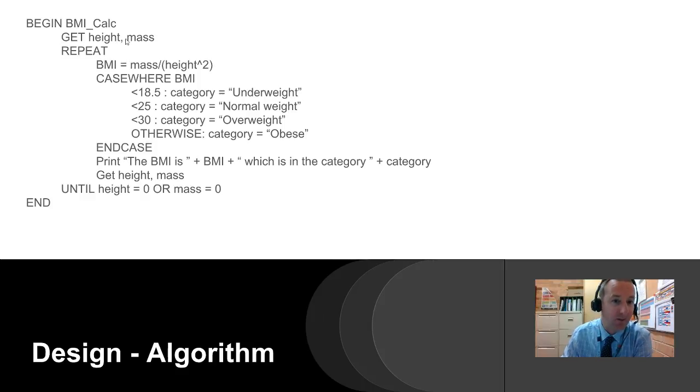Initially, we have to get the height and the mass, and you'll see that the repeat lines up with the until, because we're going to keep doing everything in this loop until the user enters in a value of 0 for the height or 0 for the mass.